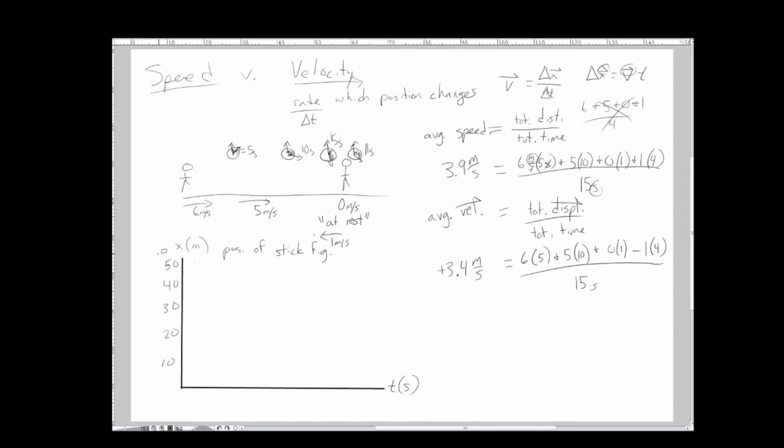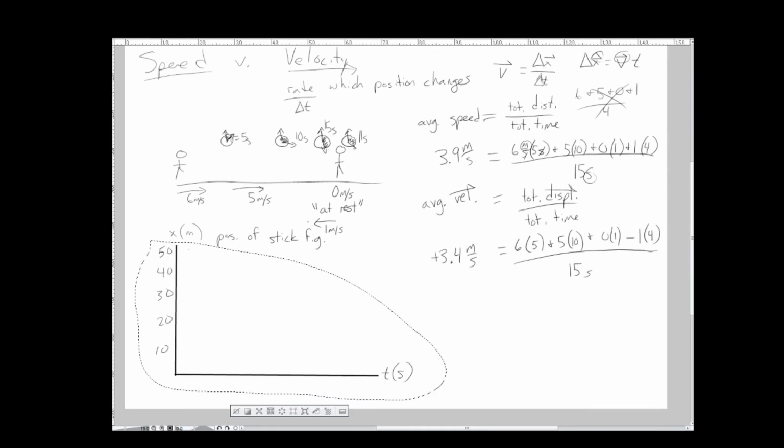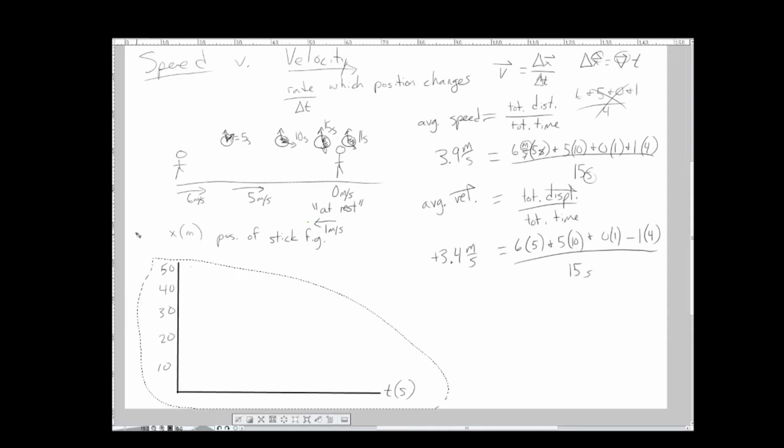And let's try and move all of this down. We can have a 60 up here. That's not even close. That's why we use graph paper. Okay. And on the bottom, let's do increments of 5 seconds.